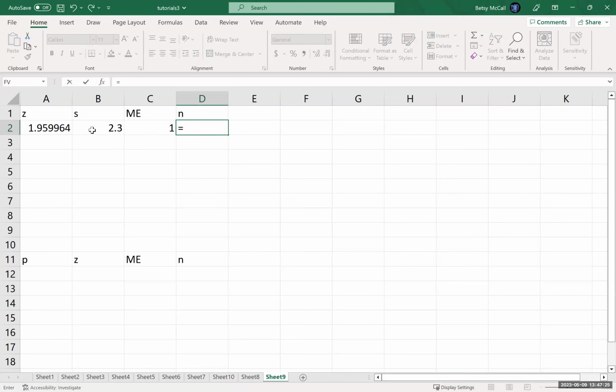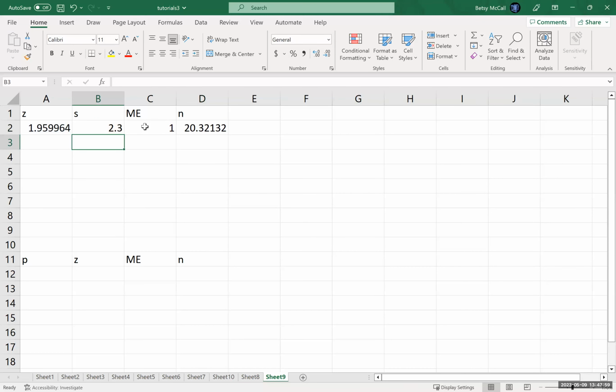Then we're going to use our sample size formula. N is going to be the square of Z times the standard deviation divided by the margin of error, all of that squared. Now, if you think it's easier for you not to work with the parentheses, but to square everything individually, that's fine. But the square on the parentheses is to square everything.